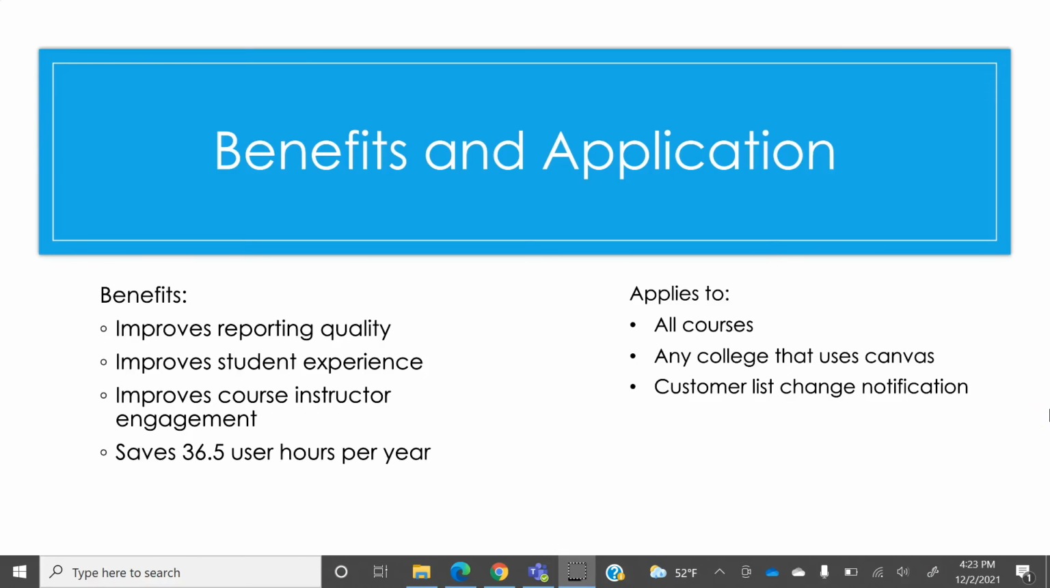The CBE automation has many benefits and applications. To begin, it improves reporting quality. The professors are notified within a day of an add or a drop in one of their courses. Student experience is also improved because now the CBE instructor is going to be instantly engaged with that student once they receive that notification. We estimate that 36.5 user hours will be saved per year doing this very manually intensive task.